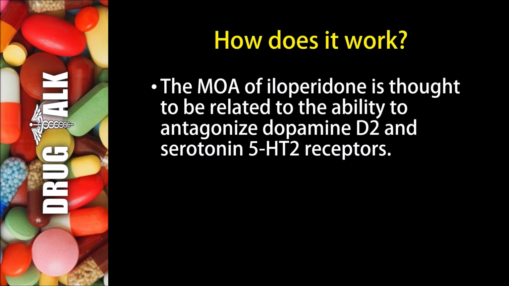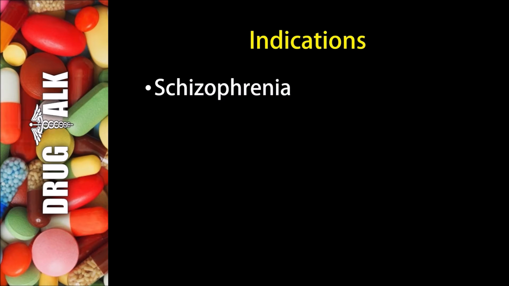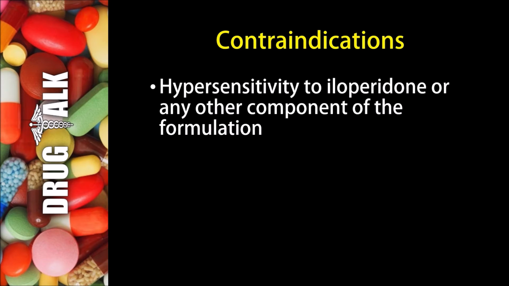So how does iloperidone work? Well, the mechanism of action of iloperidone is thought to be related to the ability to antagonize dopamine D2 and serotonin 5-HT2 receptors. In terms of indications or reasons we would prescribe this medication to a patient, we would see this medication used to treat schizophrenia. With respect to contraindications or reasons we would not be able to prescribe iloperidone, we just wouldn't give this medication to a patient who had a hypersensitivity to iloperidone or any other component of the formulation.